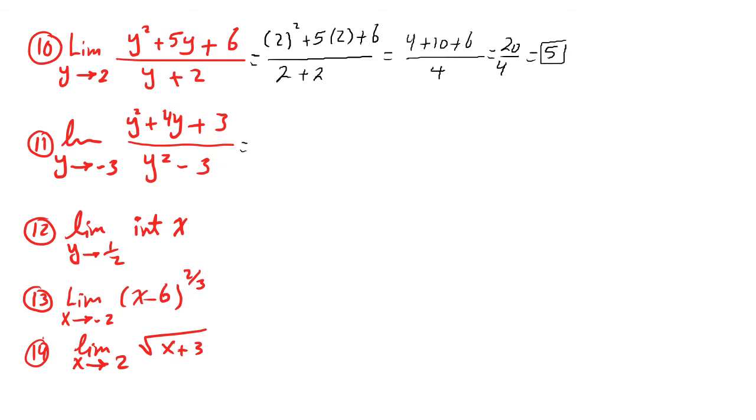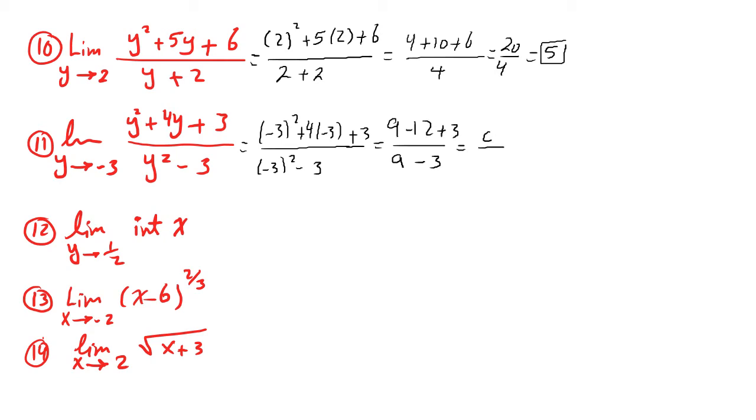For the second one, y is equal to negative 3. So negative 3 squared minus 3, and negative 3 squared plus 4 multiplied by negative 3 plus 3, which is equal to 9 minus 3, and 9 minus 12 plus 3, which is equal to 6 over 0, which is equal to 0. So sometimes the limit is equal to 0, and 0 is a value.